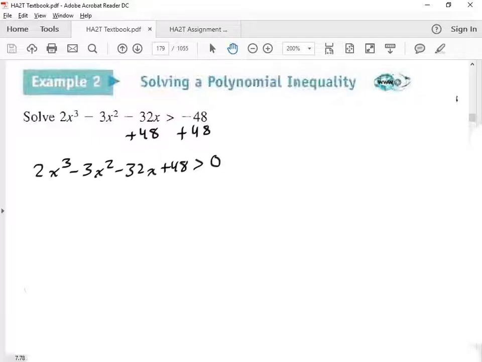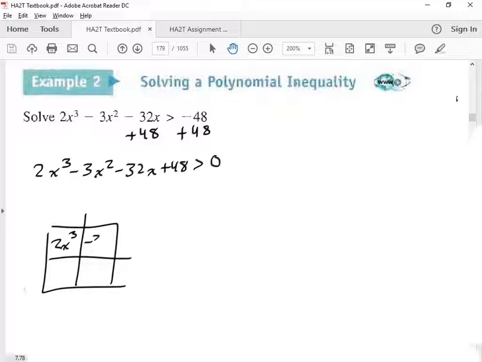Okay. The next thing you got to do is factor. This is a polynomial, so if I want to solve it, if I want to find the critical values, I must factor. You can factor using grouping or the big box. I'm going to use the box. You can use grouping if you'd like. 2x to the third minus 3x squared minus 32x plus 48.